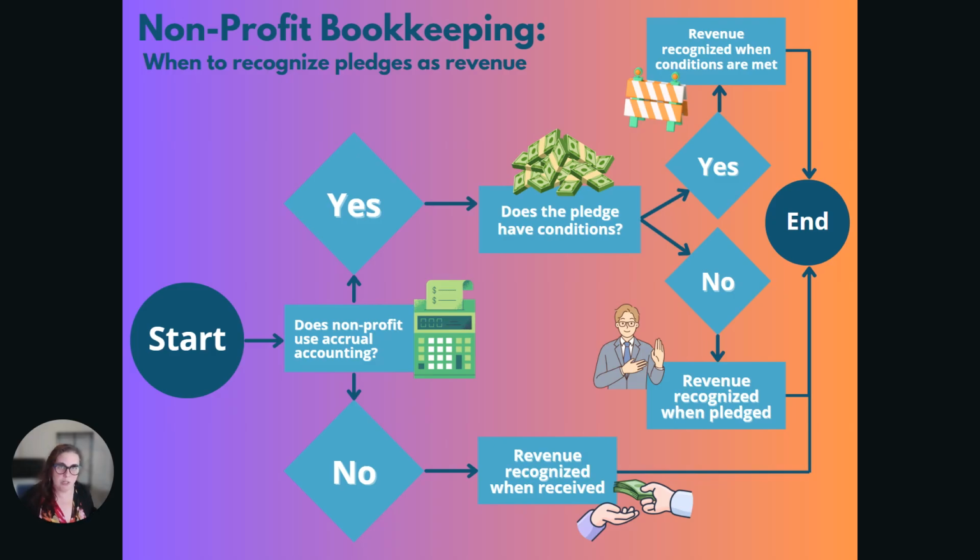What's the difference between a restriction and a condition? Well, we already talked about conditions, right? I will give you $50,000 if you get other donors to give $50,000. That's an example of a condition. A restriction is basically a designation for where that income should go.